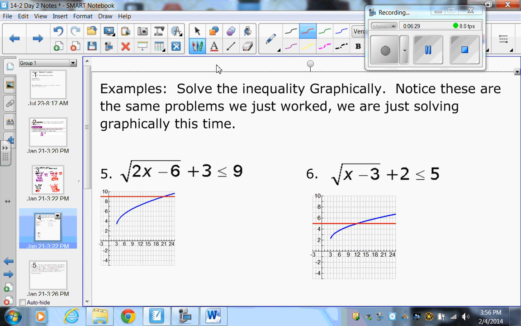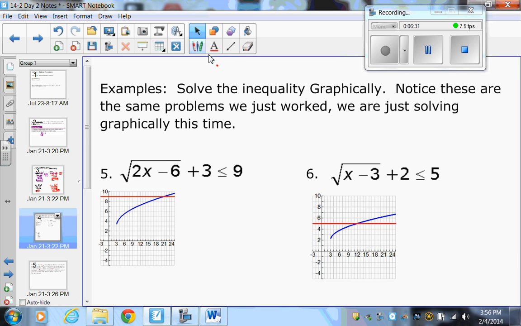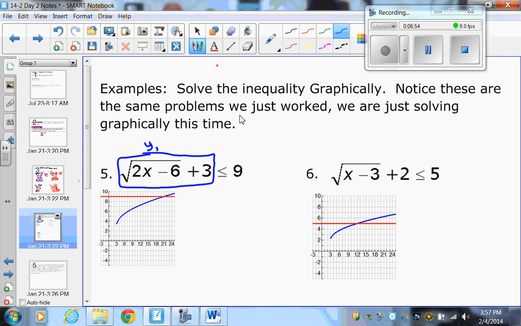Now we're going to take some of the same problems we just worked, and look at how to solve them by graphing. The first thing we're going to do is take this whole expression on the left, and I'll use the same colors that my graphs are. This expression on the left, we're going to type into y1, and the 9 is going to be typed into y2. So that when you graph it, your graph will look something like this.